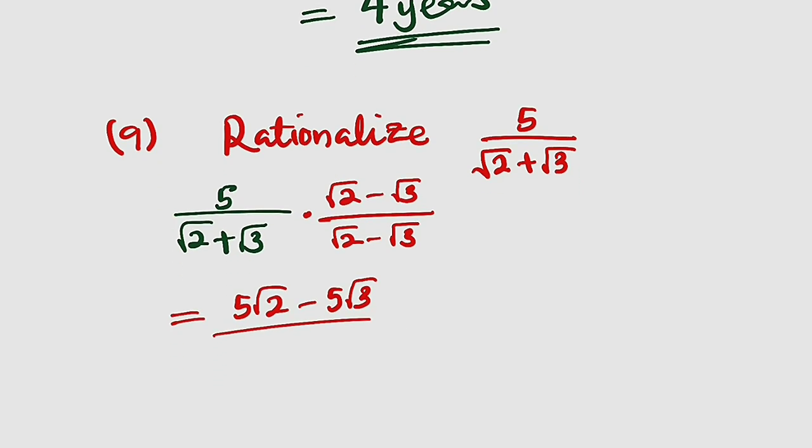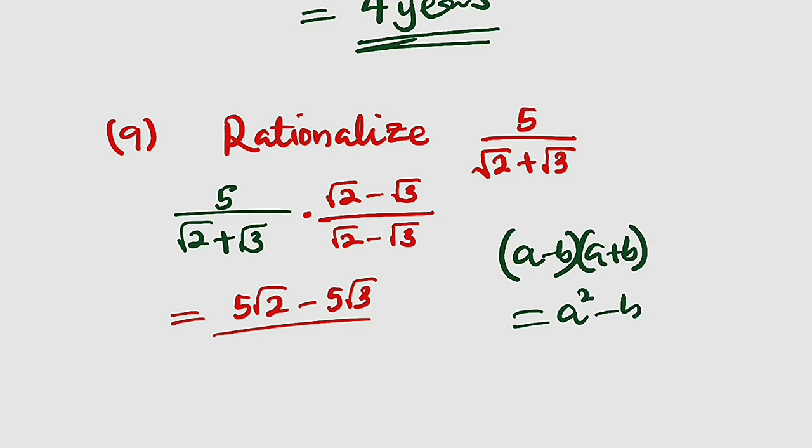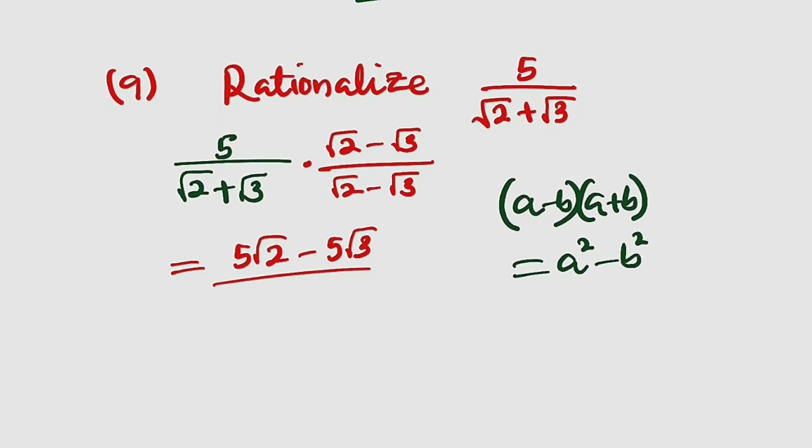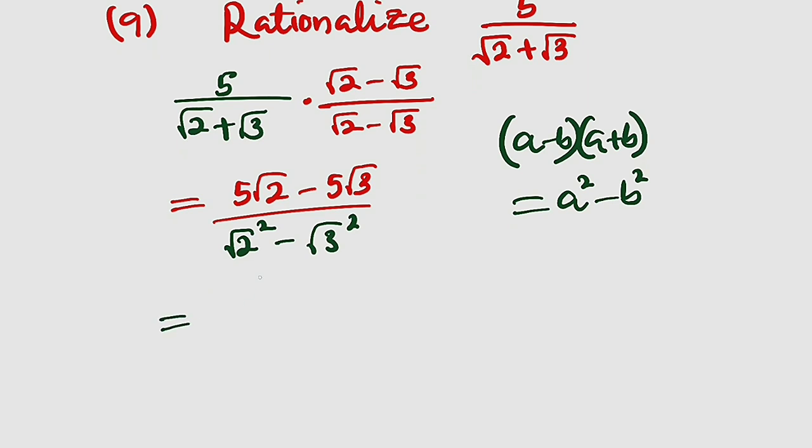And the bottom will be just a difference of 2 squares. We are multiplying these two terms, and they only have a difference of sign. Therefore, we say it is difference of 2 squares. So remember, if you have a minus b multiplied by a plus b, this is equal to a squared minus b squared. So we're going to apply the same principle here. We have root 2 squared minus root 3 squared. This is equal to 5 root 2 minus 5 root 3 divided by root 2 squared, which is 2, minus root 3 squared, which is 3.